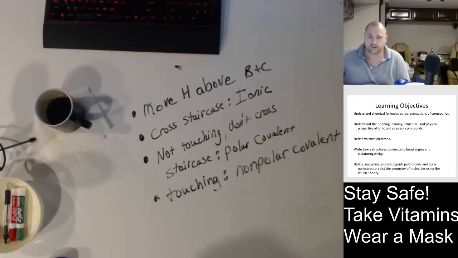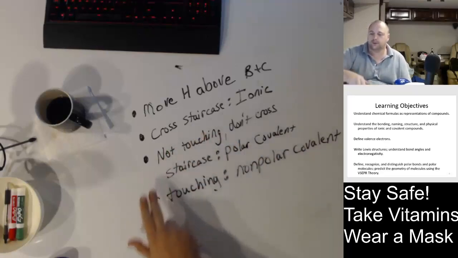You cross the staircase, it's ionic, which means a transfer. The one that's closest to cesium will be the one that loses the electrons. That's your positive charge, your cation. The one that is closest to fluorine will gain the electrons. It wants the electrons more, so it gains them. And that makes your negative charge, your anion.